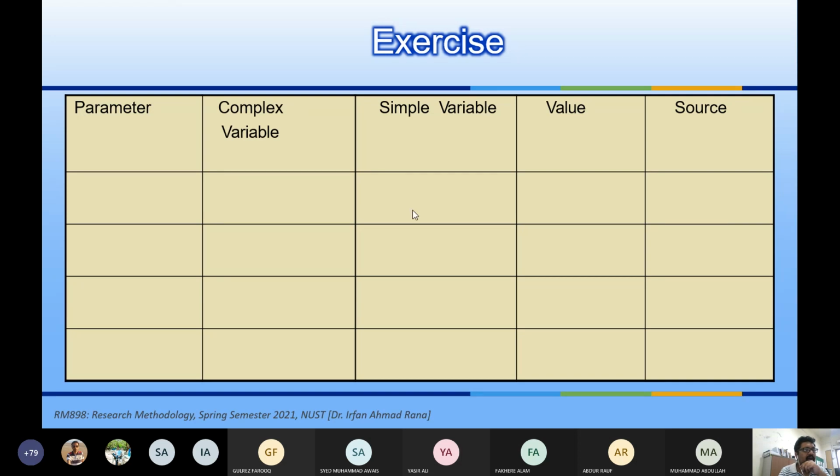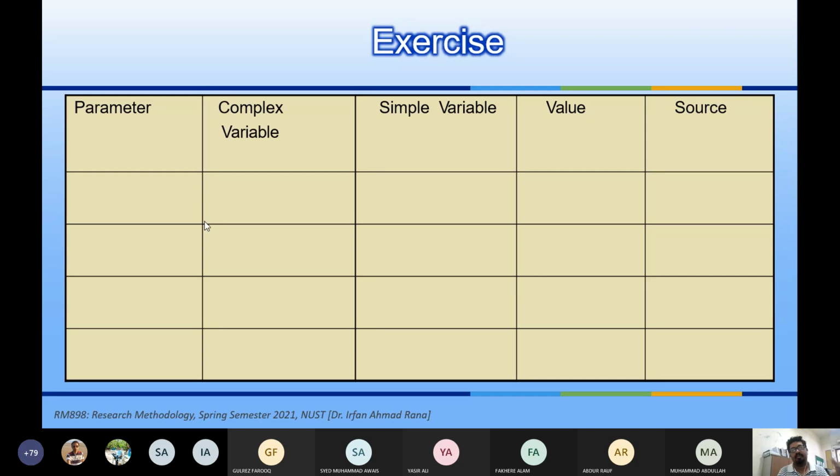Okay. So I was talking about parameters. Let's have a small exercise. All of you take an exercise. Do it by yourself, at home, at your own convenience. Think of your objective. Write it over here.